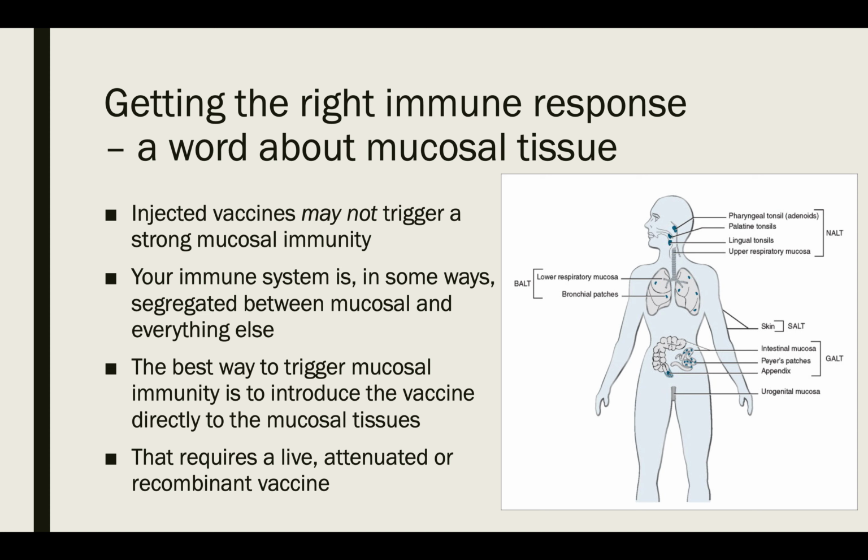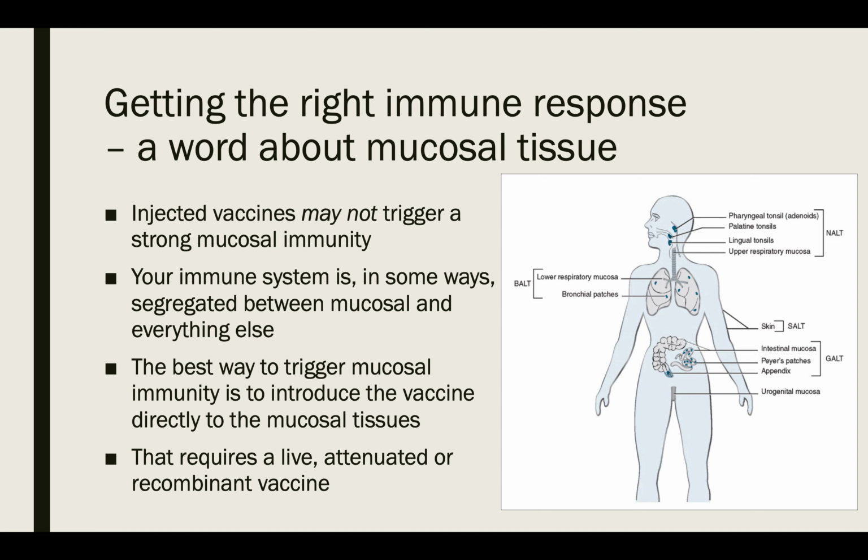And I just want to go back to mucosal tissues and talk about this for just a second. So injected vaccines may not trigger strong mucosal immunity. So remember our MALT tissues. These are all the different types of MALT. We have NALT, BALT, SALT, GALT. Anything that is mucosa is going to have its own lymphoid tissue. Our immune system is kind of segregated in a way. You have the mucosa and you have everything else.